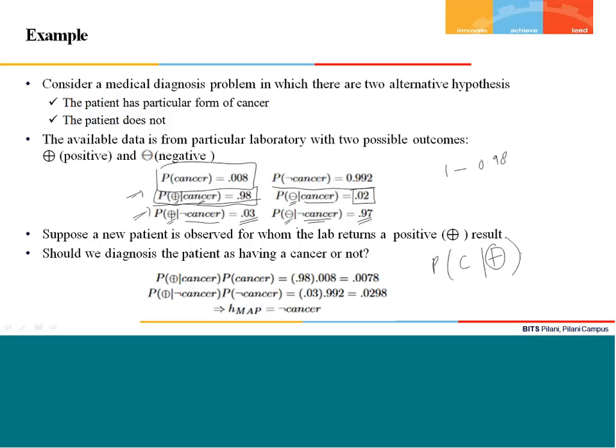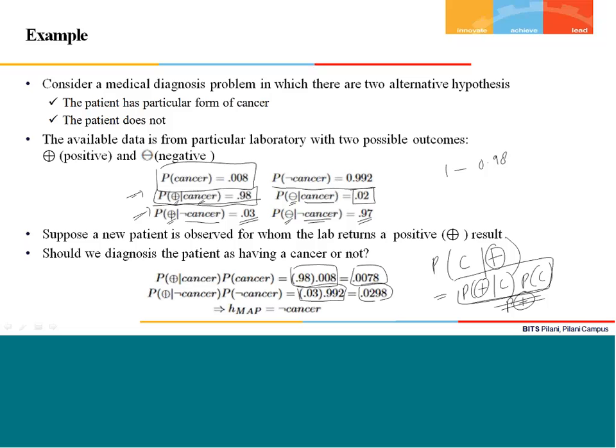By expanding the Bayes theorem, I can write it as the probability of positive given cancer times the probability of cancer, upon the probability of positive. As I already explained, you can ignore the denominator because it is constant and appears in both the positive and negative cases. Finally, you have to evaluate this expression by substituting into it. You get 0.0078 and 0.298. Finally, what this maximum a posteriori hypothesis is saying is that you are not having cancer.